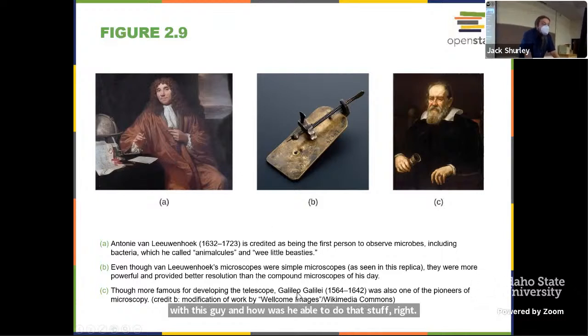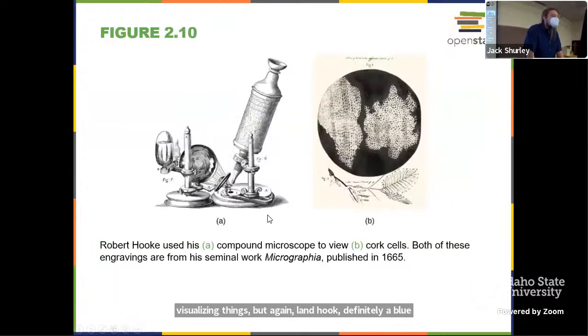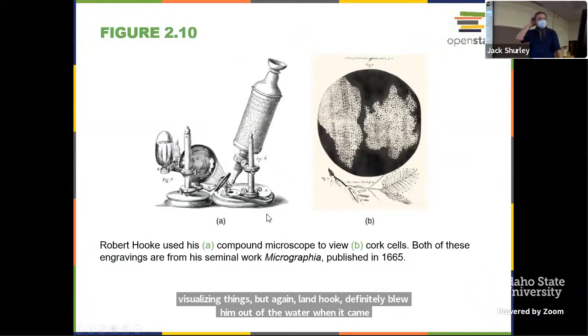So Galileo, famous for the telescope, among other things, right? But he was also a pioneer with microscopy as well. And he was doing similar things, grinding glass and visualizing things. But again, Leeuwenhoek definitely blew him out of the water when it came to the production of those specific lenses, right?